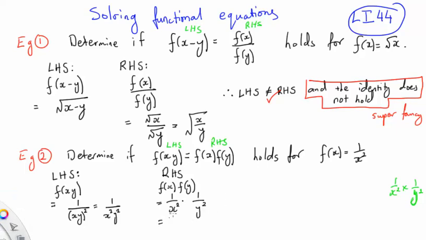Anyway, so that's the same as we multiply fractions by multiplying the numerators to get 1 and multiplying the denominators to get x squared y squared. And look at this, they're equal. So we say therefore the left-hand side equals the right-hand side, and the super fancy part, and the identity holds. Alright, that should give you a good kickstart to get question 3 done.